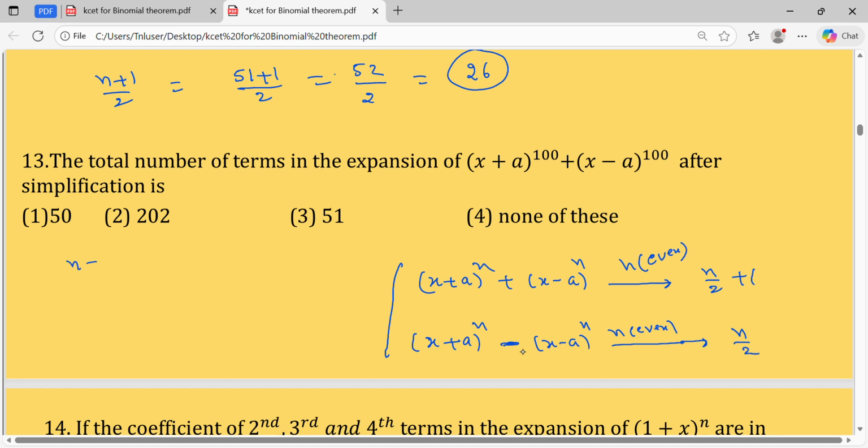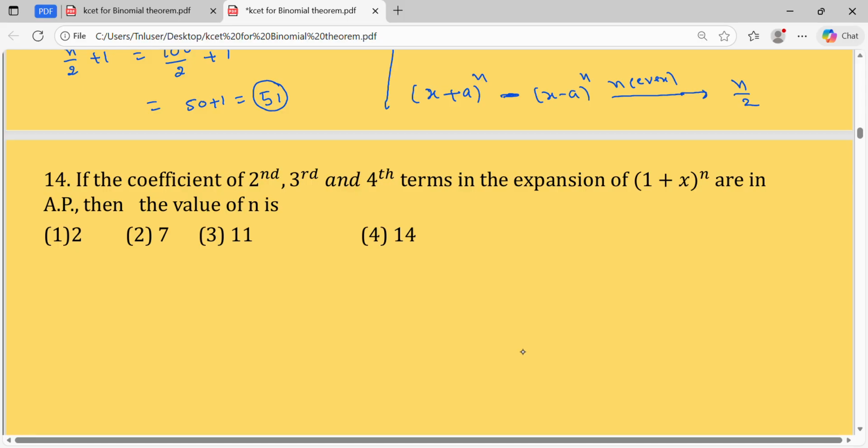So n equal to 100, n by 2 plus 1, 100 by 2 plus 1, 50 plus 1. 51 is the correct answer. So next one.